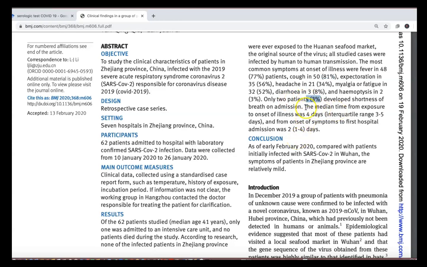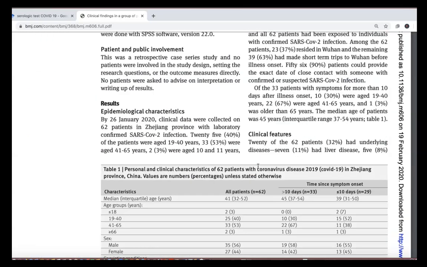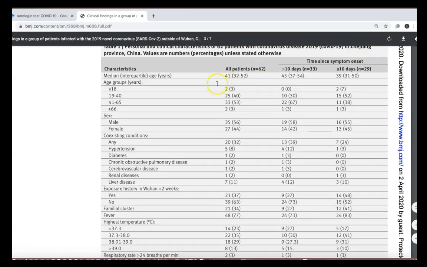And then how long were they there? The median time from what they think was the exposure to illness was about 4 days. People might have gone around feeling okay for a couple of days, then on day 3 they start feeling bad, and on day 4 they show up at the hospital. From the onset of symptoms, it took about 2 days from the time they started feeling bad until they ended up in the hospital. That's interesting information. But we're going to look down here at the actual characteristics of the patients that were hospitalized at this particular hospital.